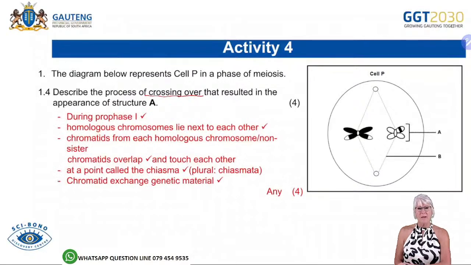So during prophase 1, that's when it takes place. Homologous chromosomes lie next to each other, and chromatids from each of them are going to overlap, and where they touch each other, that point is called the chiasma, and it's there that they break off and reattach to the opposite. So we've actually exchanged genetic material, and that is then what we call recombinant DNA.